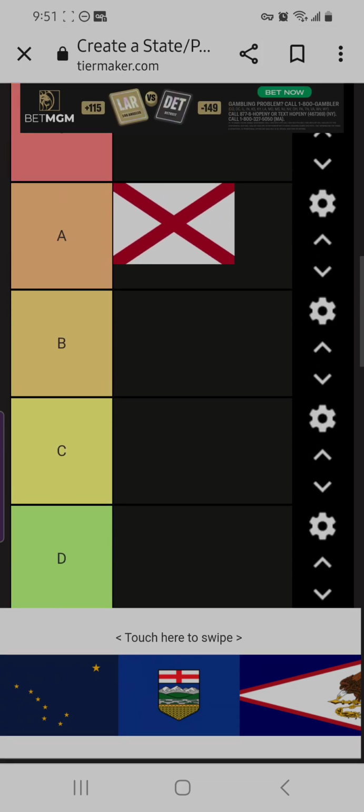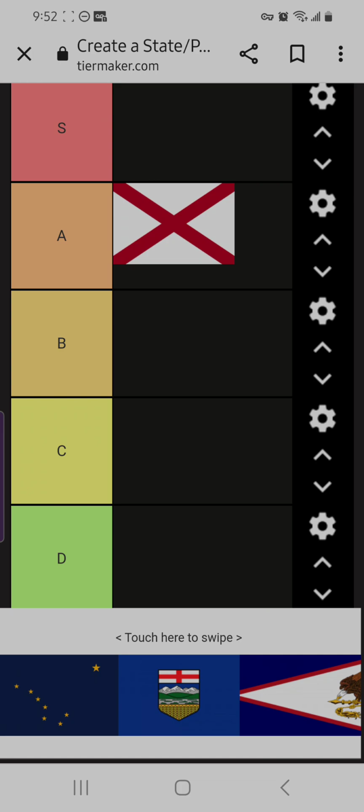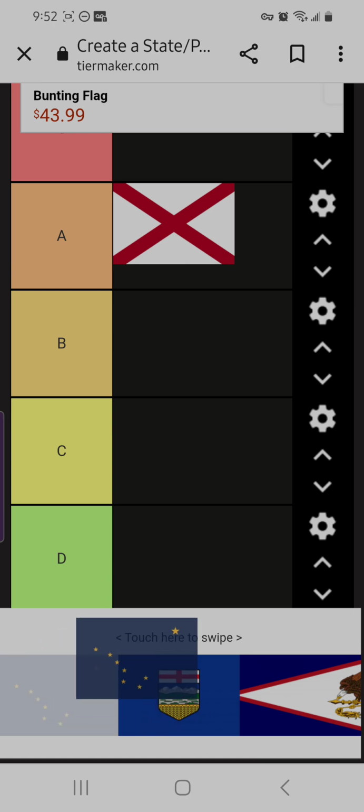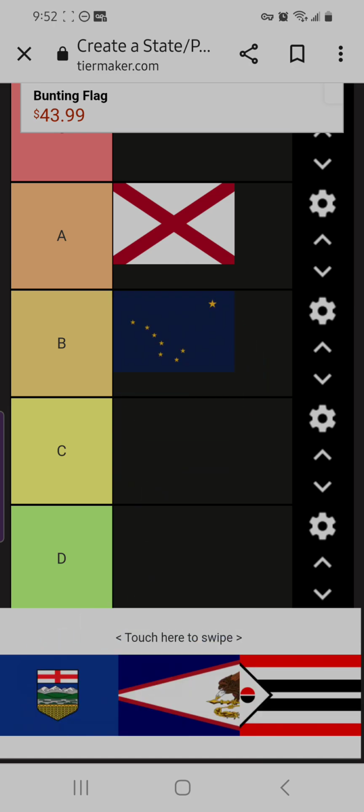So Alaska, one of the disconnected territories of the U.S. This flag actually looks pretty nice. It's a pretty straightforward flag with just the North Star. I think there's a flag that does the North Star a bit better than Alaska's, but Alaska's too is a good flag. I put them in B tier.